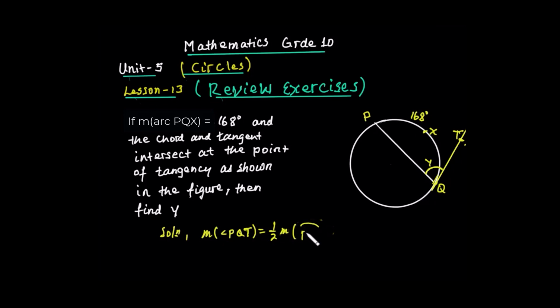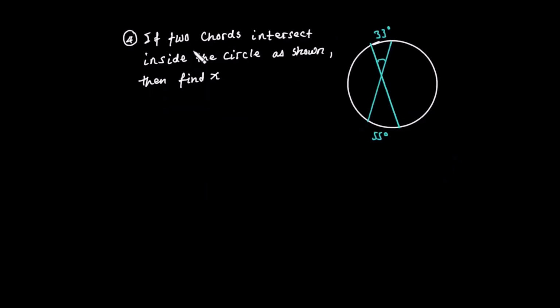The measure of angle PQT is half the measure of arc PXQ, and this is equal to half of 168 degrees, so 84 degrees. This is an easy question. So y is the measure of angle PQT, and y is equal to 84 degrees. We have the answer. Now we go to the fourth question.